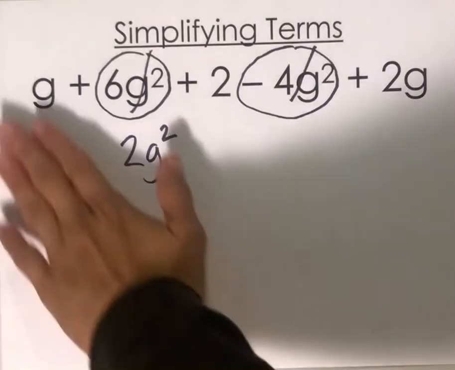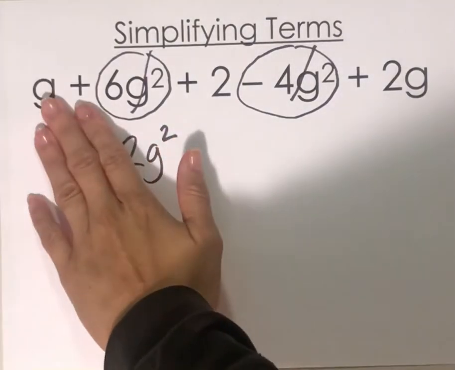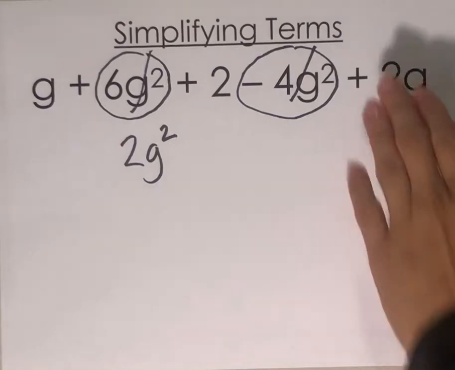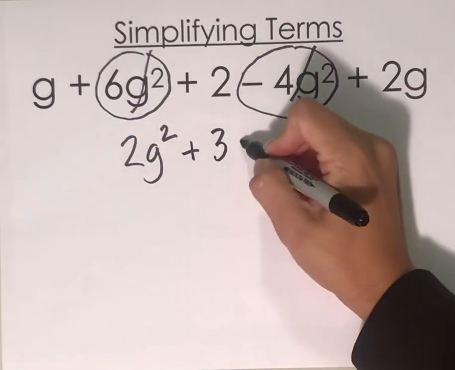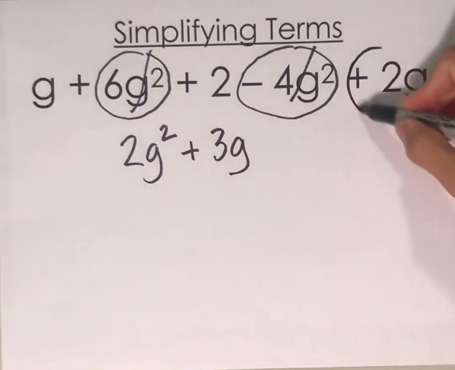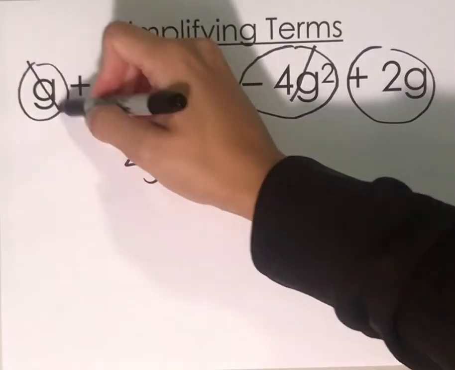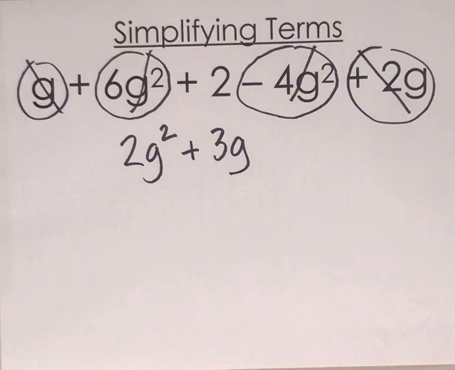So again, remember, g has a value of 1, so we're going to do 1 plus 2 is 3g. So then we're going to add 3g to that, because we're going to add this one, and now those have been simplified. And all that's left now is plus 2.